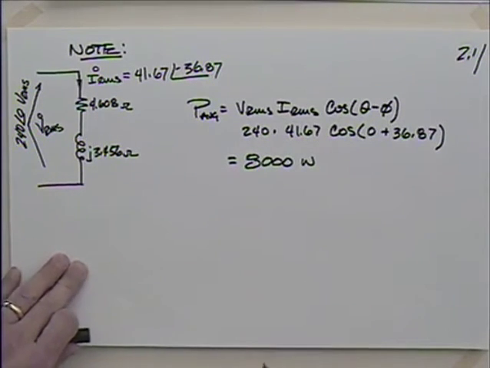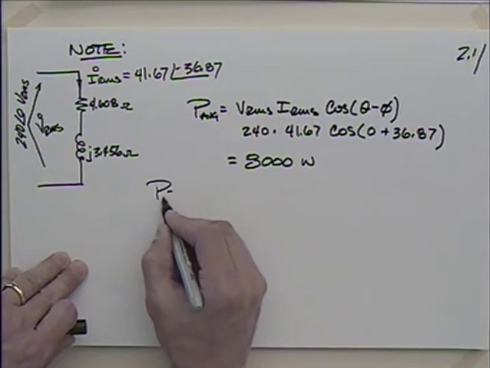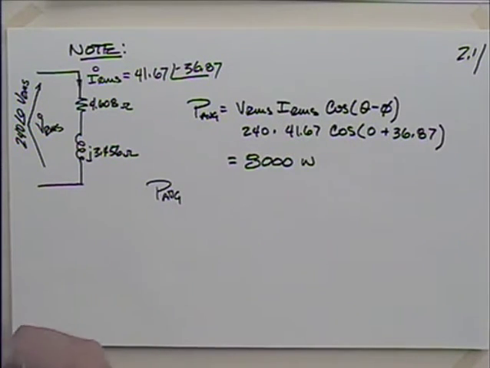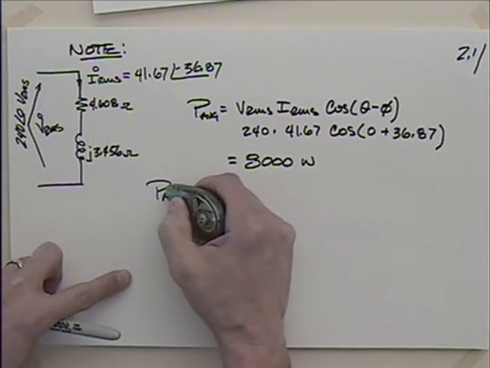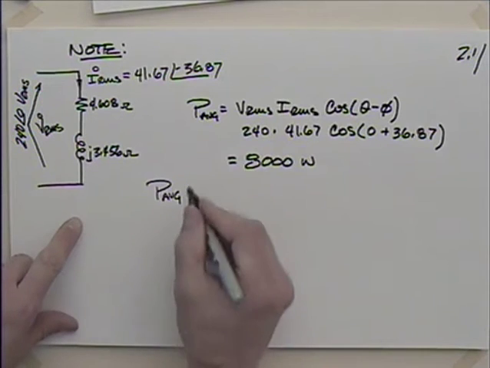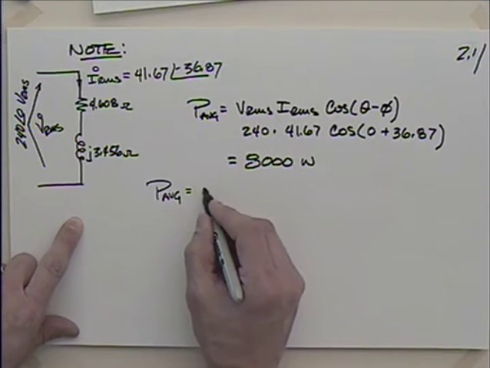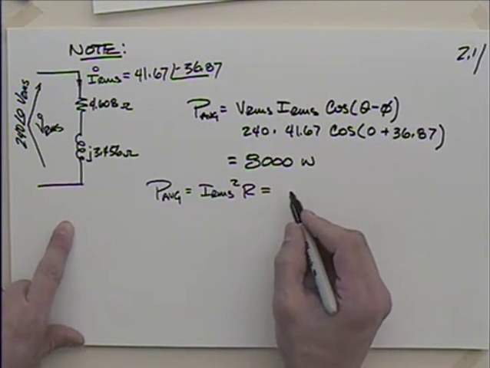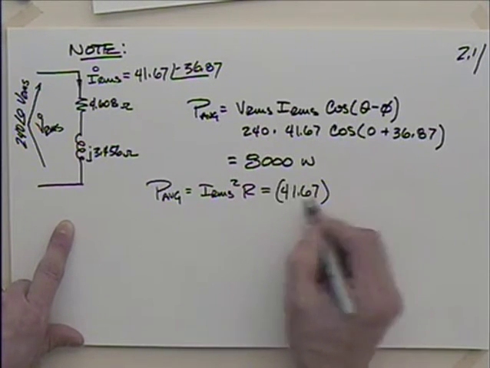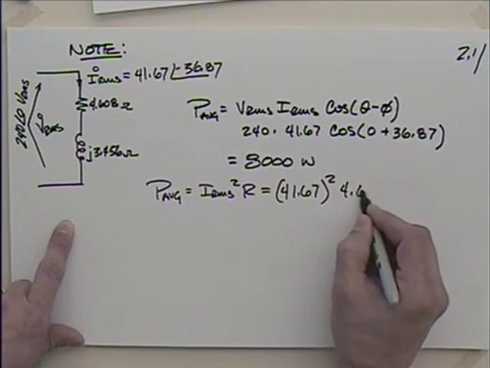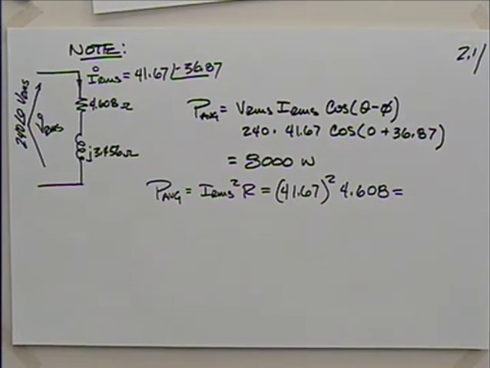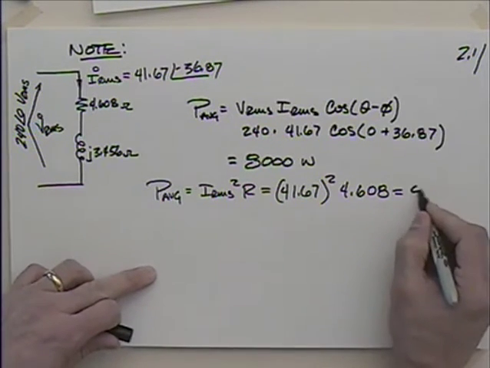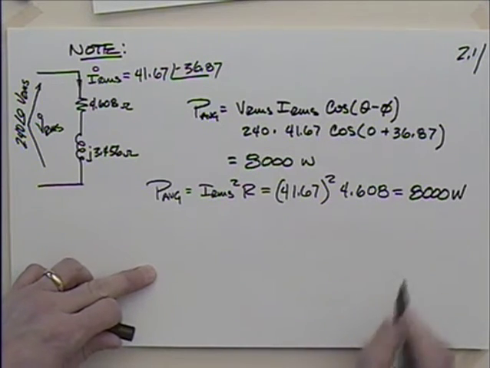Good. Now, another way we could do it is we could say that the average power is equal to I RMS squared times R. Will that work? Let's try that. So we've got 41.67. I square that and I multiply by, what's the resistor? 4.608. Let's try that number. I get 8,001. That sounds like about 8,000. Okay, so far so good.